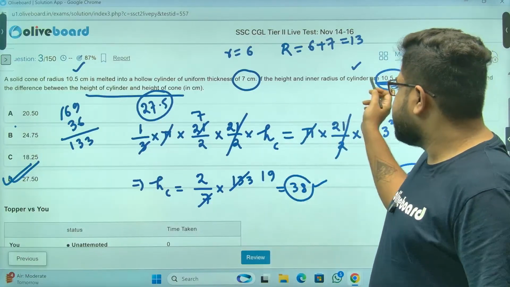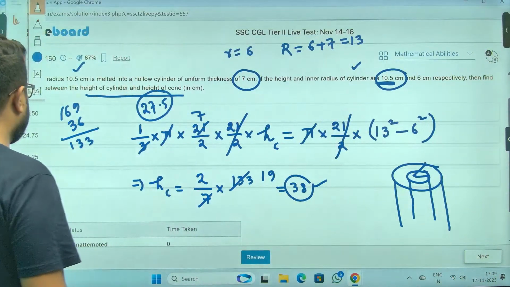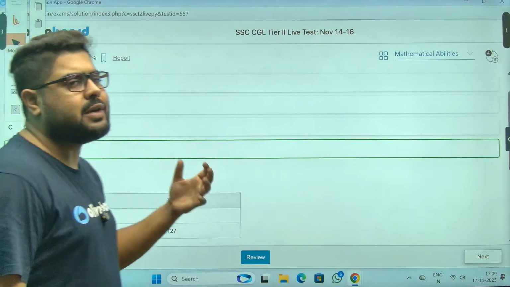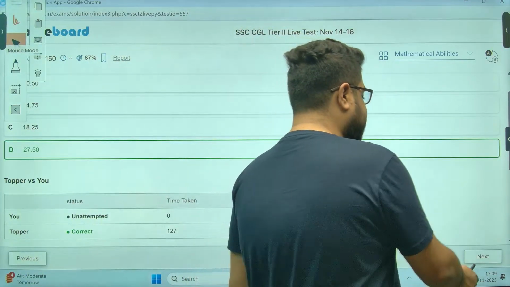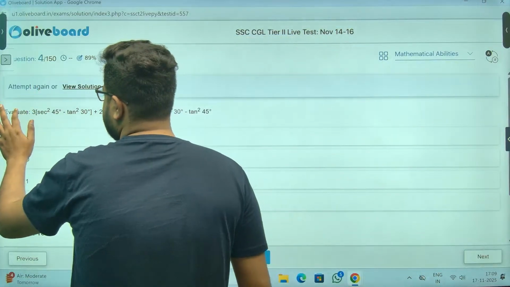You see, 30 minus this, it's very simple. Perfect. So just putting formulas and a few lines of calculation. That's all, sir. Chalo, next one.